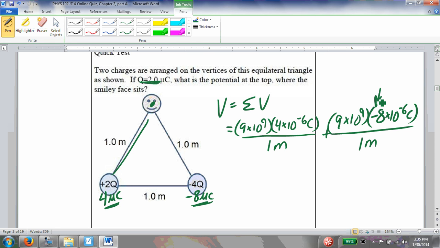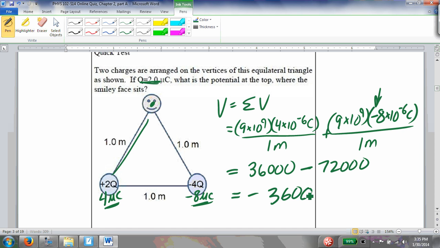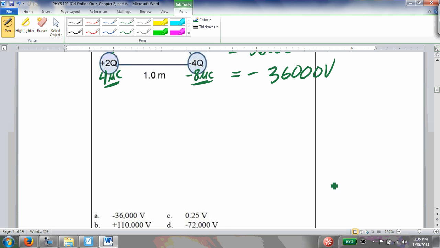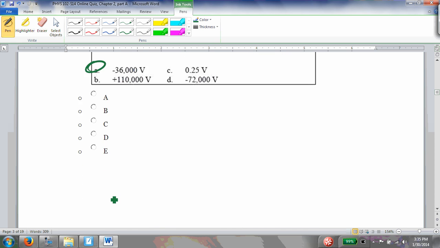That's not the case here because these aren't vector quantities. We will need to consider the sign of the charge, so I have included it there when I'm calculating the potential. And let's see, what's this? 36 times 10 to the third. That's 36,000 minus 72,000. So that's minus 36,000 volts. That's A is the right answer.